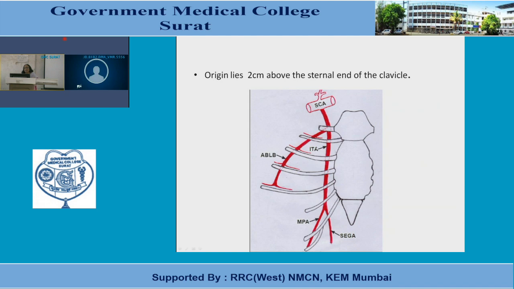Now between these two ribs there is a space called the intercostal space. The gap between these two ribs is filled by the intercostal muscles, vessels and the nerves, which we have discussed last time.